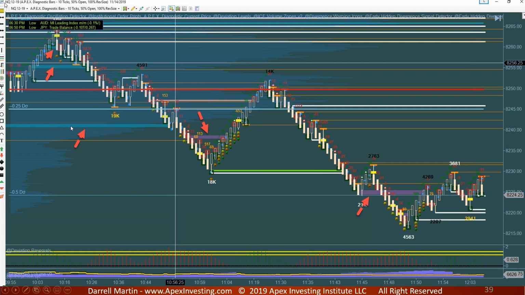So a ZOI here, a ZOI there, a ZOI there, a ZOI there, a ZOI there. You notice, and watch, it comes down, bounces off of it, comes down, bounces off of that existing ZOI, pulls back to that ZOI, bounces off of that ZOI, comes back right to it, bounces off of it. Okay? So you see a lot of ZOIs.